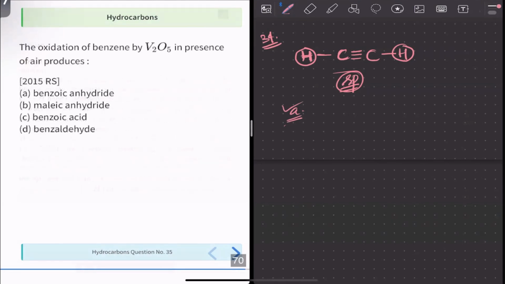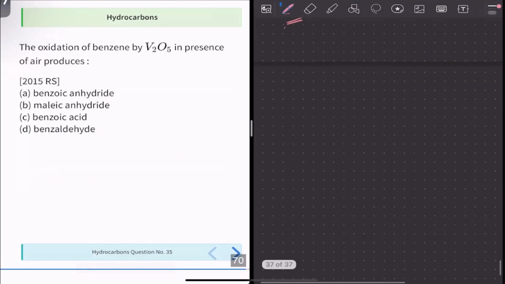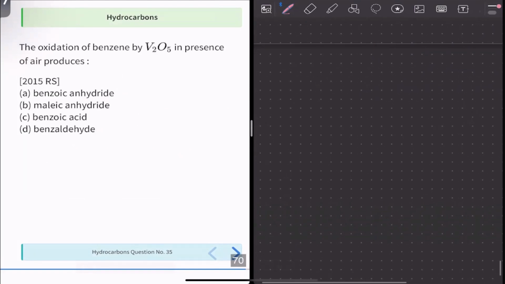So let's move on to the final question of today's session. The oxidation of benzene by V2O5 in presence of air produces... Okay, benzene. Let's draw a benzene ring. The benzene ring is very tough to break. It is not easy to break the benzene ring, but certain reagents or compounds react with benzene and break it down to simpler compounds. In this reaction, we will see that.